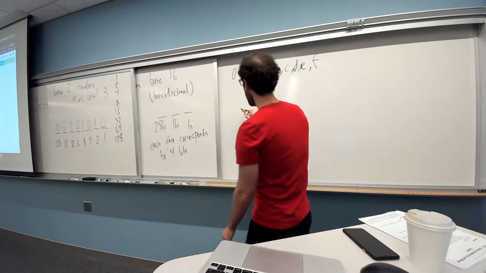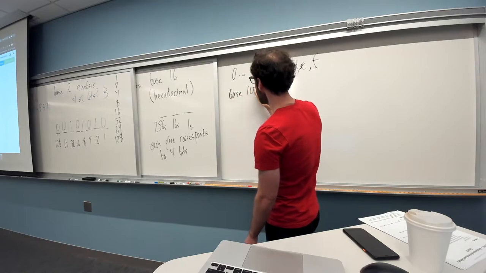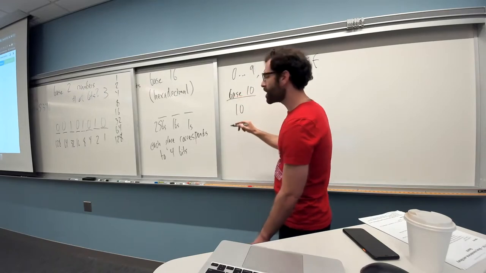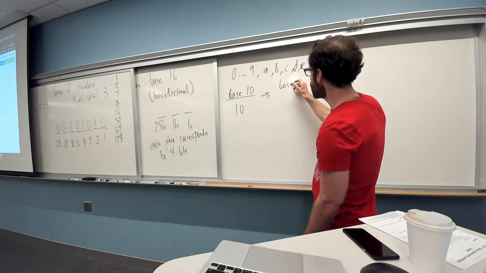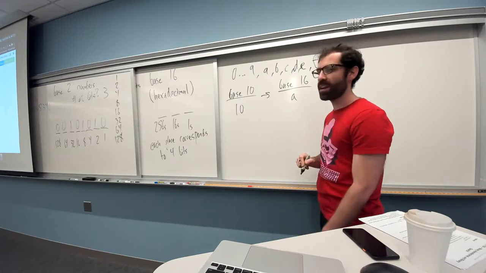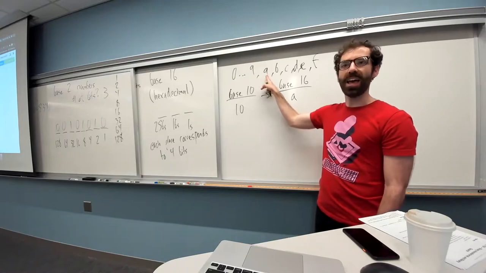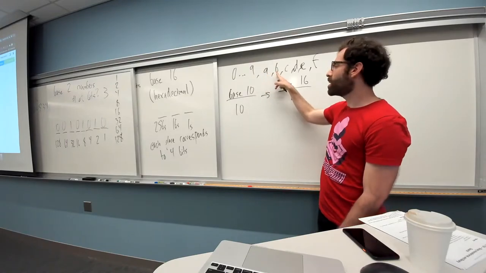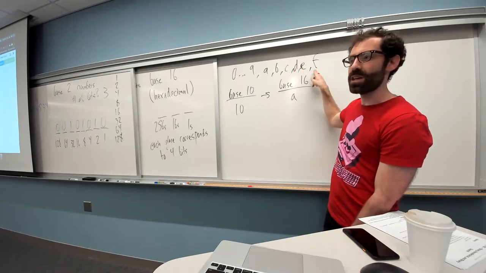So if I have the number 10 in base 10, in base 16 we write that as A. We count up to 9, and then A is 10, B is 11, C is 12, D is 13, E is 14, F is 15.